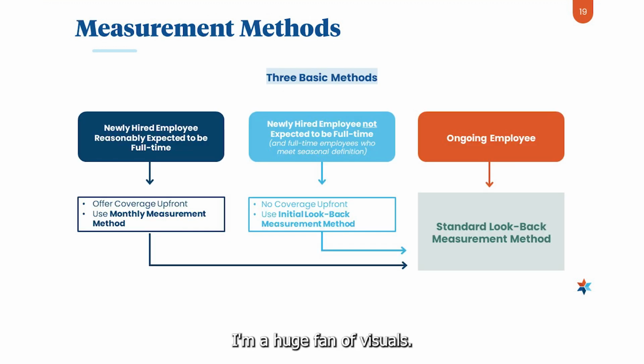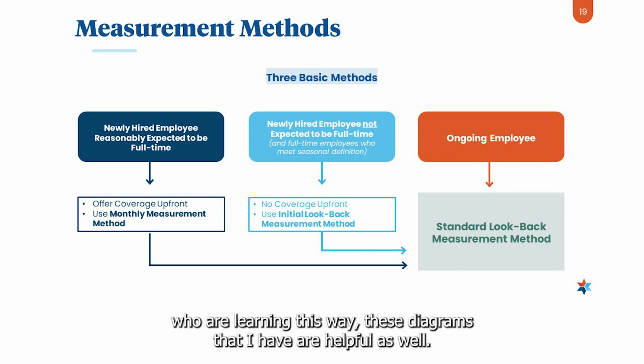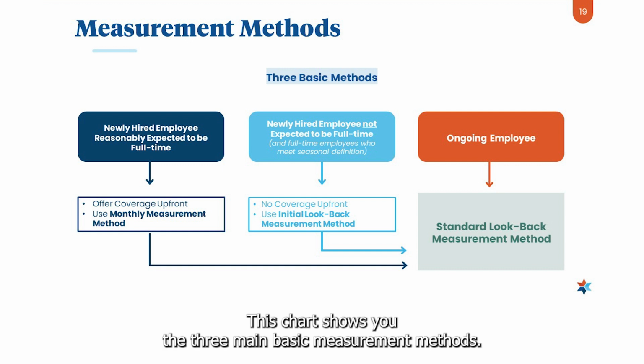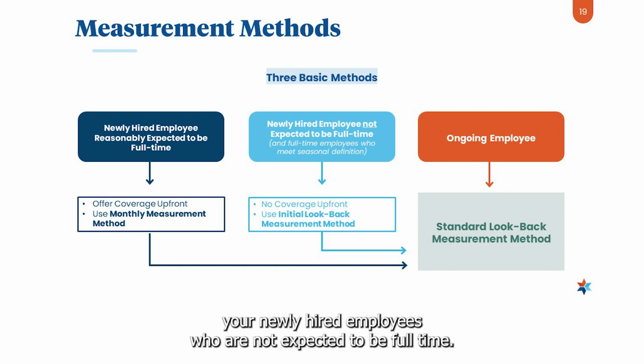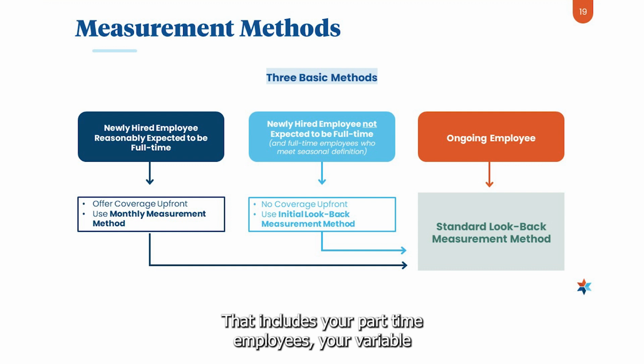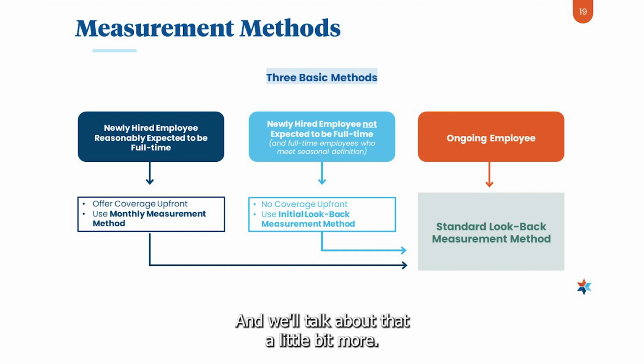I'm a huge fan of visuals. I learn visually, I learn with pictures, and hopefully for those of you who learn this way, these diagrams that I have are helpful as well. This chart shows you the three main basic measurement methods. You've got your newly hired employees that are expected to be full-time, your newly hired employees who are not expected to be full-time. That includes your part-time employees, your variable hour employees, your full-time seasonal employees, but they're seasonal, so they can go in this category. And we'll talk about that a little bit more.